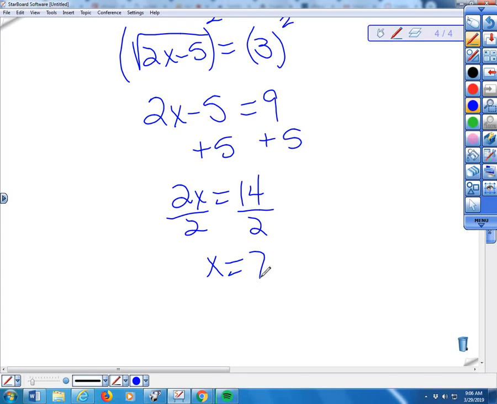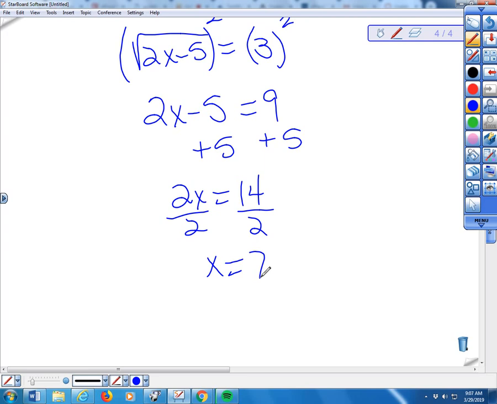Okay, x is 7. It will be really important in this section, and even more important in the next section, to check your answers, because it's a root, especially a square root. If a square root's in there, we can never have a negative under the radical. So if one of your answers gives you a negative, it can't be an answer. We have to be in the habit of always checking our answers.